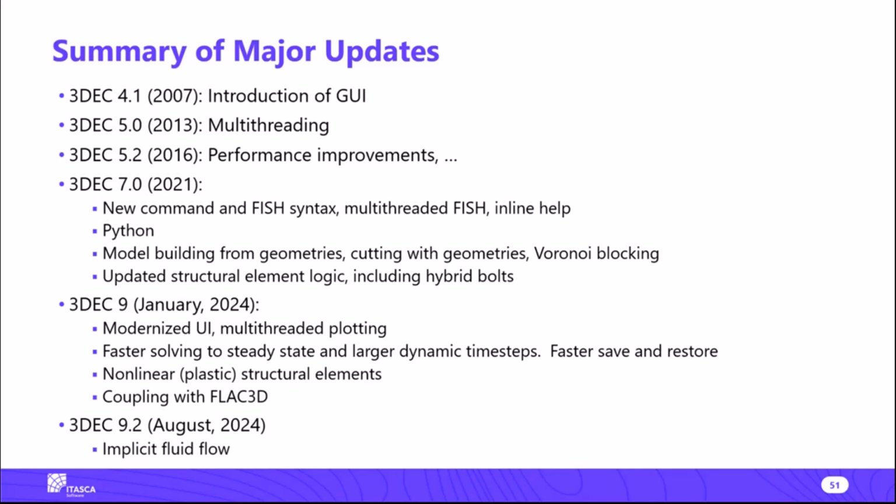Version 9 was the updated UI that I showed earlier, multi-threaded plotting, the faster solving to steady state, faster save and restore, the plastic structural elements, coupling with FLAC3D. Since then, there's been a 9.1 and a 9.2. There's been minor improvements in those, but the big one in 9.2 is the implicit fluid flow, which can potentially make the fluid flow go a lot faster.